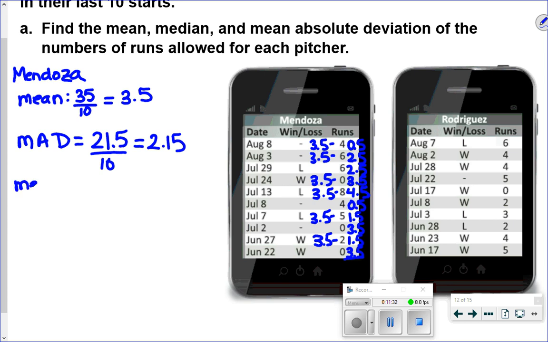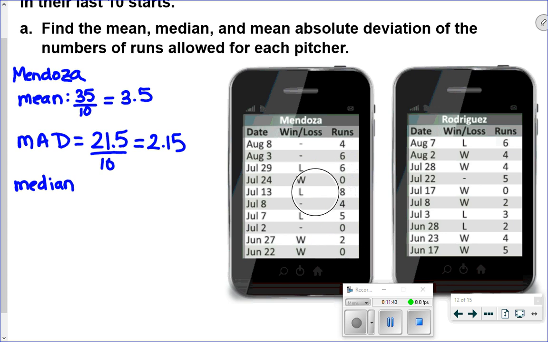The last thing I need to do is to find the median for these numbers. So I'm going to go ahead and do that. I'm going to erase all these extra numbers so I can see my original numbers a little bit better. I need to order them least to greatest for the median. I want to make sure at the end I count to have 10 numbers.